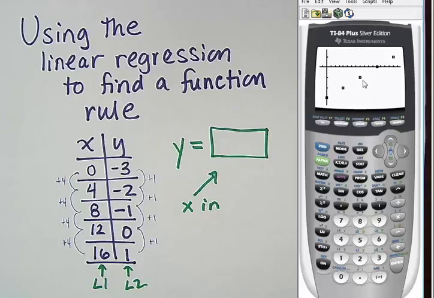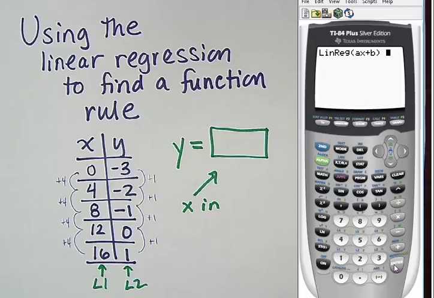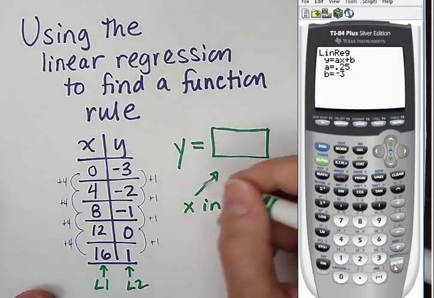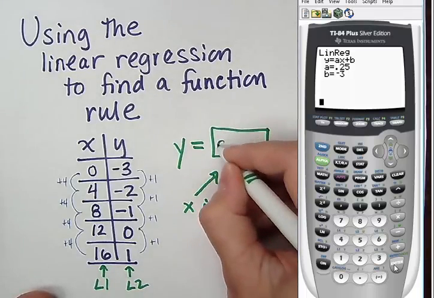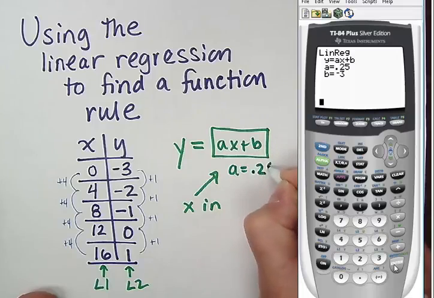These data points are clearly linear. Okay, a straight line should match this pattern completely. So we're going to go back to Stat, Calculate, and have our calculator calculate the line of regression, which is choice number 4. If we hit Enter, we're going to see that our calculator tells us the rule for this is 0.25x minus 3.